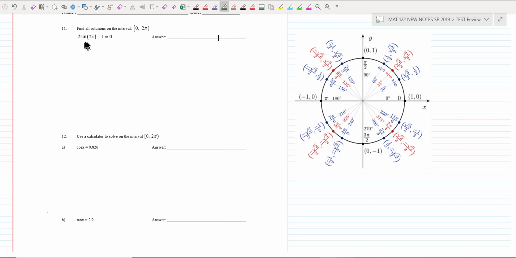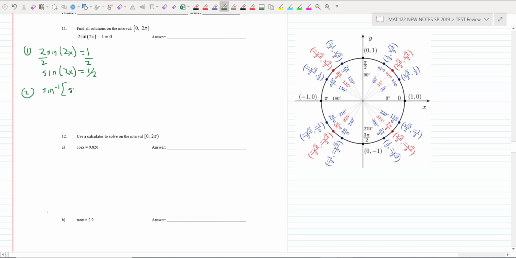With this one right here, you want to start by adding 1 to both sides. Your first step is to isolate the sine function, so we would have this equals 1. You would want to divide by 2, so you would end up having sine 2x equals a half. Second, you want to take the inverse sine of both sides. This is a multiple angle equation, so we're going to take the inverse sine of both sides, and this would be 2x.